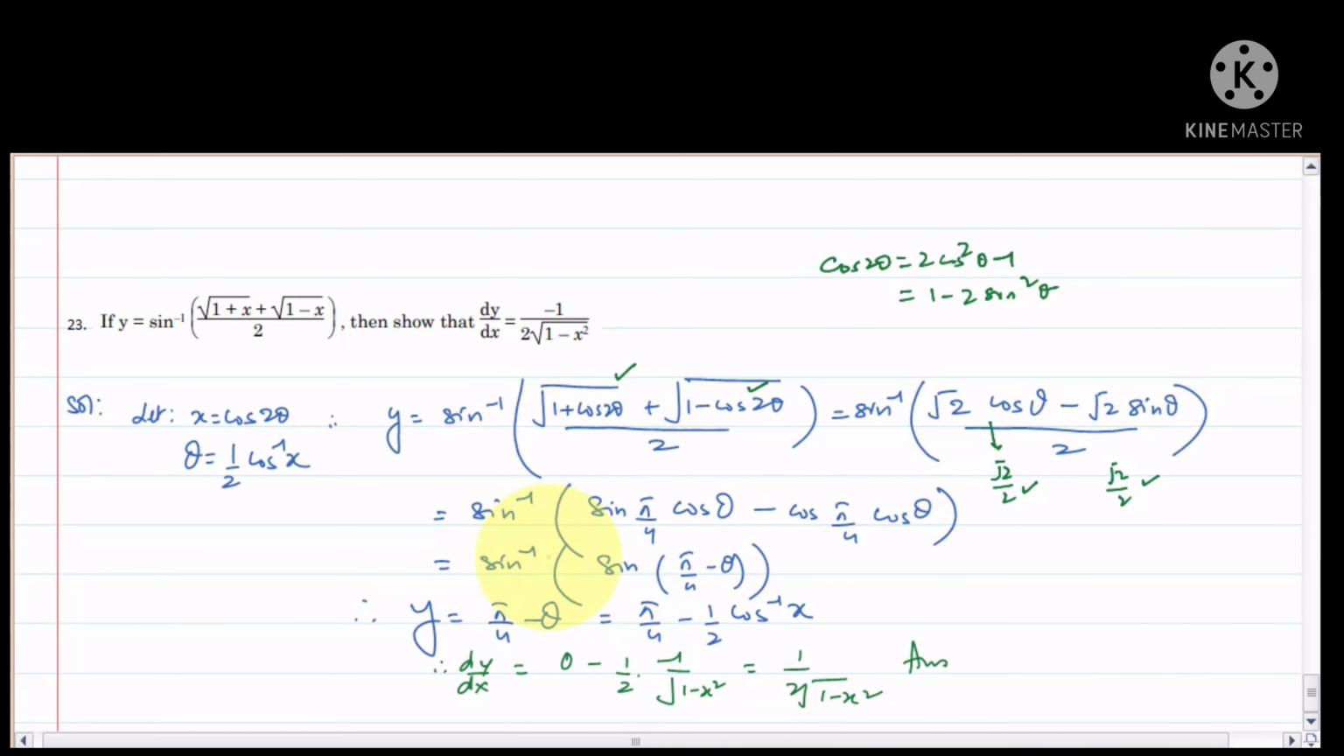I know that sine inverse sine of theta in a particular domain is equal to theta. So I get y equal to pi by 4 minus theta, and that is equal to pi by 4 minus half cos inverse x, since theta is half cos inverse x. So dy by dx is the differential of pi by 4, which is 0 since it is constant, minus half into the differential of cos inverse x. I know it is a standard differential, minus 1 upon under root 1 minus x square. So my result is 1 upon 2 under root 1 minus x square.